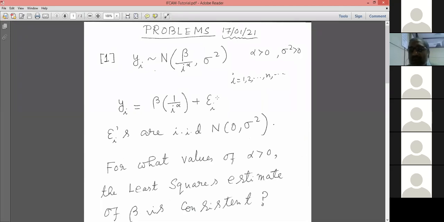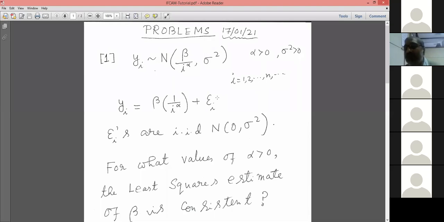Yes, sir. Okay. Now we know that beta hat is an unbiased estimate and its variance is sigma square by summation i to the power minus 2 alpha. So as n tends to infinity, its distribution will go to what? Its distribution will go to normal beta and sigma square by C alpha. Then how can beta hat converge to beta?